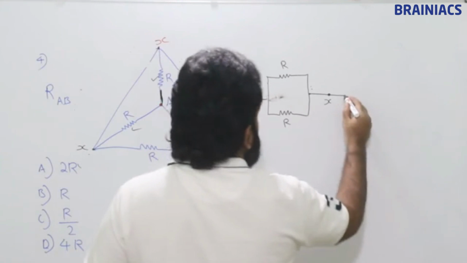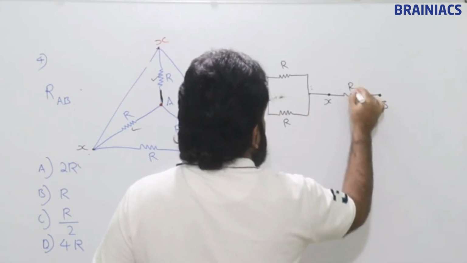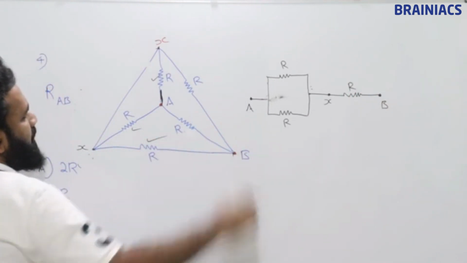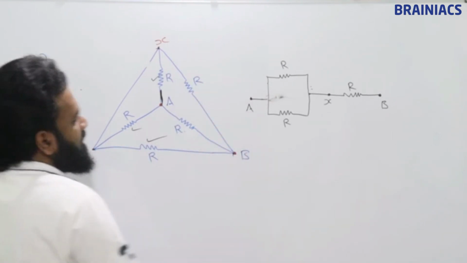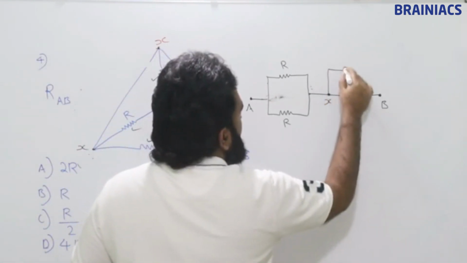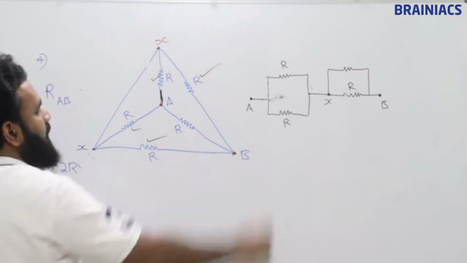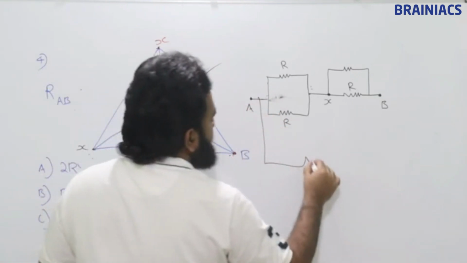So this is X. If we consider here another node B, here this R is done. So between X and B, this is also done. So between X and B, another resistance is also there. So what we will do, another resistance we will connect here. So between X and B, this is also done. Between A and B, now another resistance.